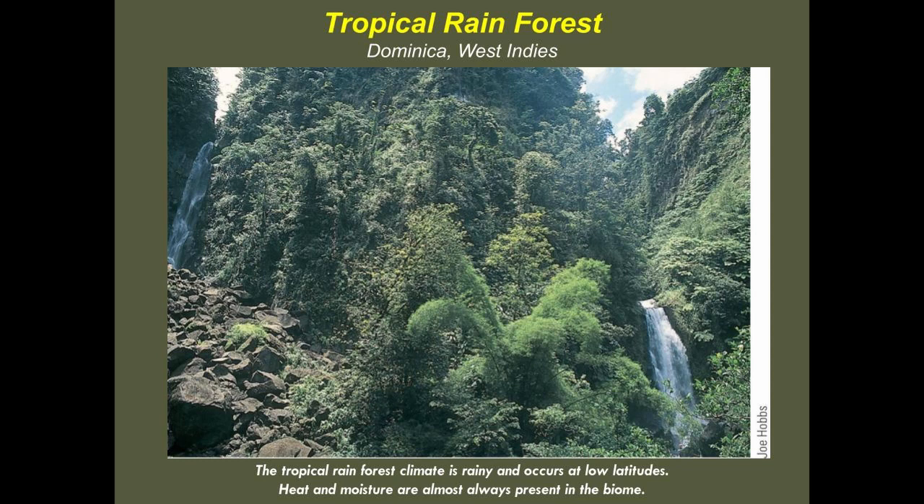Here in Dominica, in the West Indies, we have a tropical rainforest example. Tropical rainforest climate is rainy and occurs generally at low latitudes. Heat and moisture are almost always present in this biome. Take a good look at this. Think about where rainforest exists. What do you picture when you picture a rainforest?